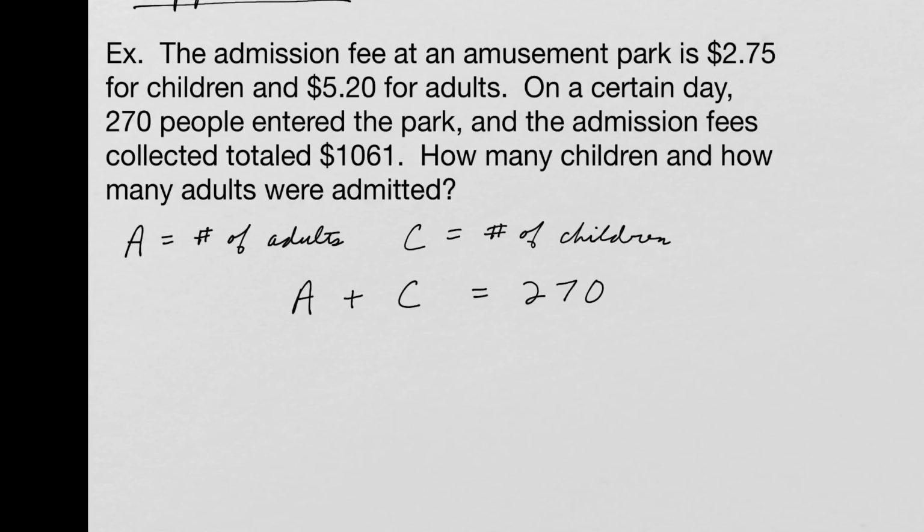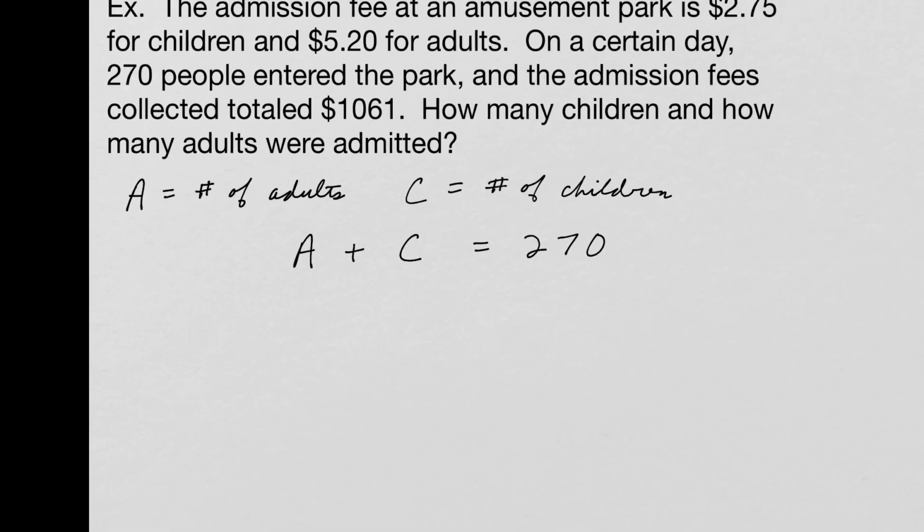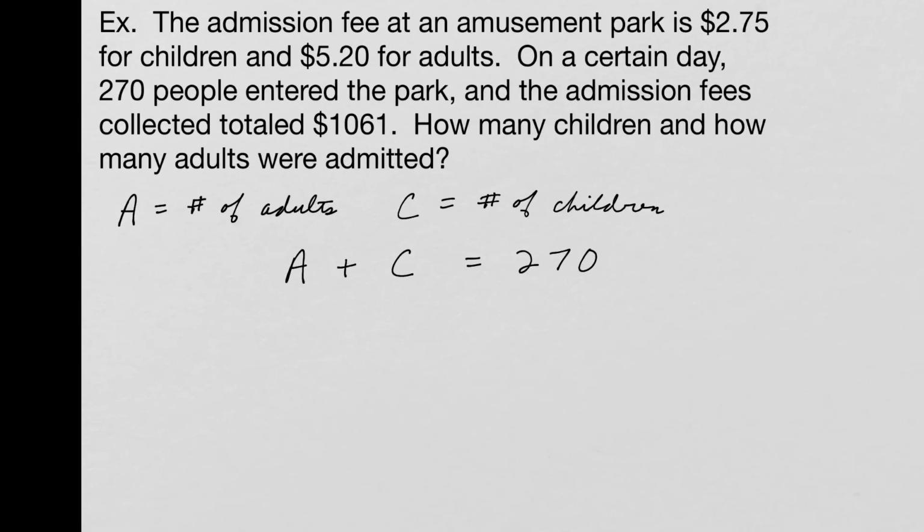Well, if each adult is paying $5.20 and each child is paying $2.75, then one way I can write this is the total amount of money collected by the adults must be $5.20 times the number of adults, right? So 5.20 times A, that'll be the total amount of money collected from the adults, plus, and then the total amount of money collected from the children must be $2.75, right, dollars per child times the number of children. That's got to give me the total amount of money collected from the children, and that's got to equal 1,061.